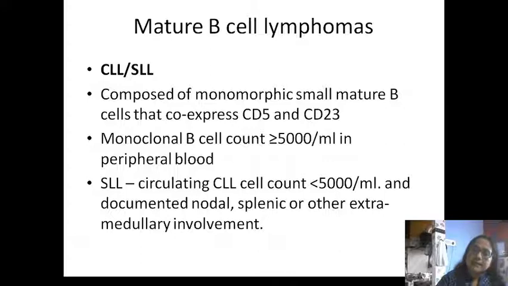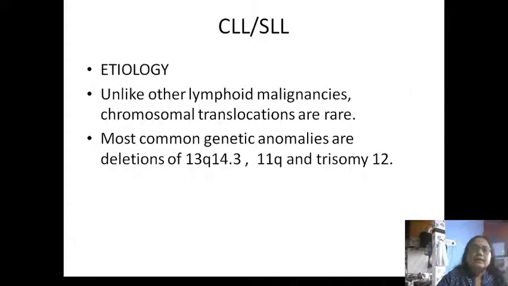SLL is similar, it is also a type of CLL where the peripheral blood count may be less than 5000 per ml, and there is documented nodal, splenic and other extramedullary involvement. It is also CD5 and CD23 positive. Now, unlike other lymphoid malignancies, chromosomal translocations are rare in CLL and SLL.